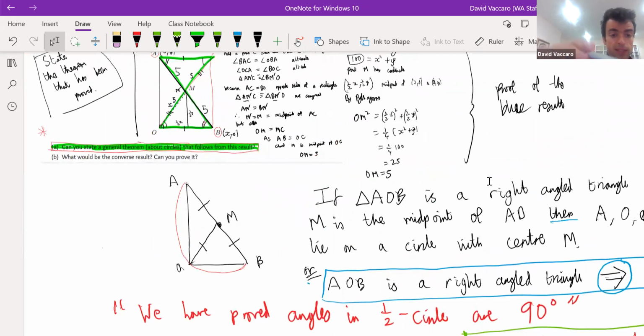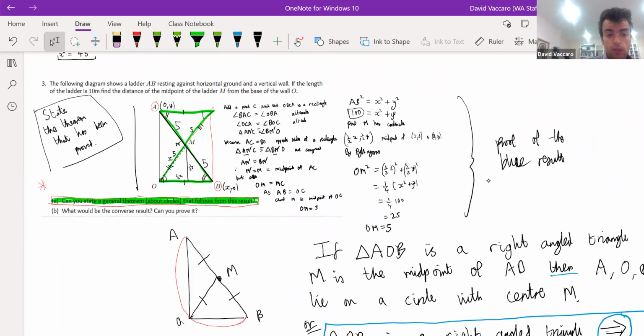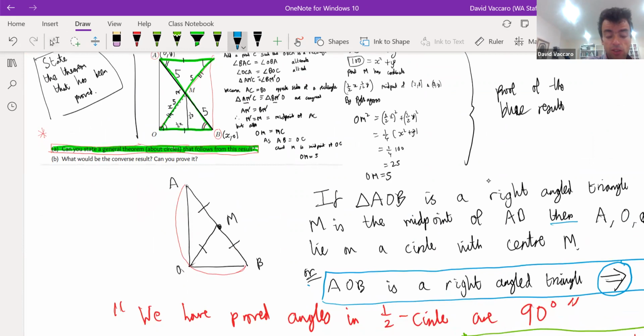So just to reiterate, question 3, we proved that the distance from the center of the ladder to the wall is the same as half the length of the ladder. The theorem that proves is that the circumcircle of a right-angled triangle has its center at the midpoint of the hypotenuse. I stole that from one of you guys. Or alternatively, that O lies on a semicircle.